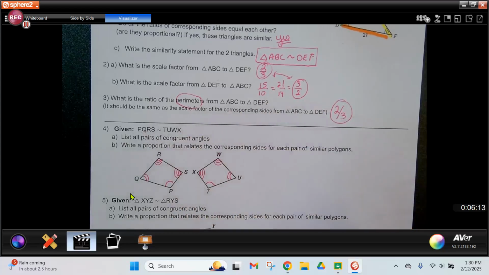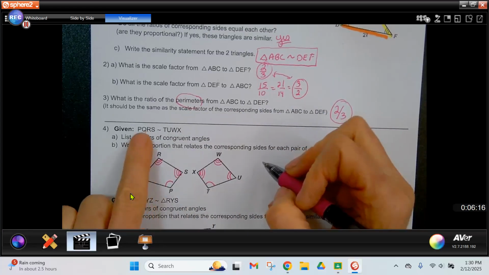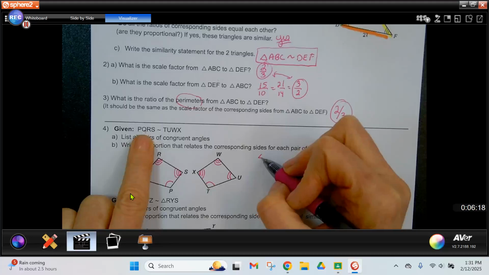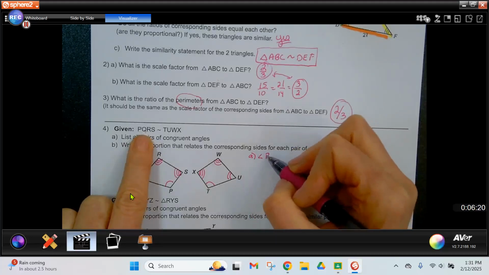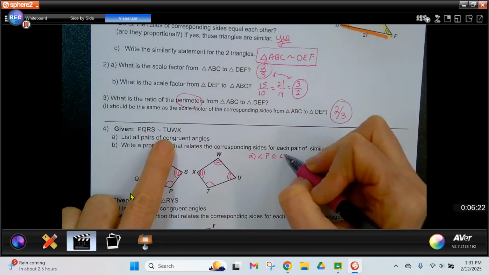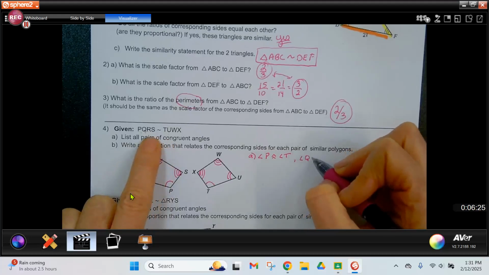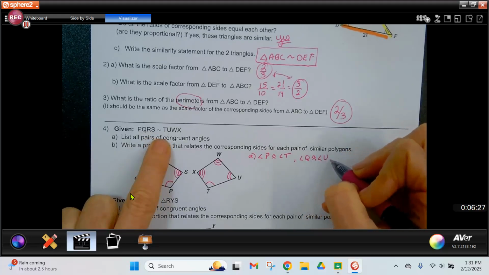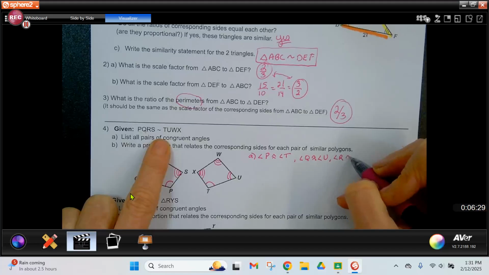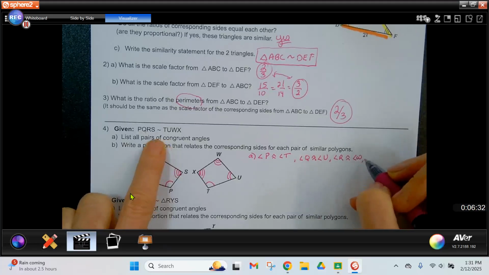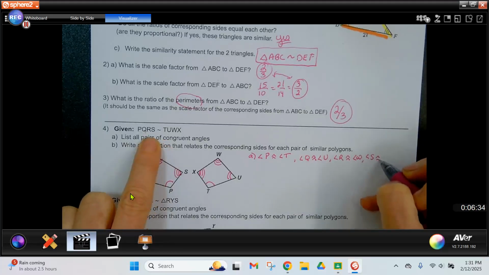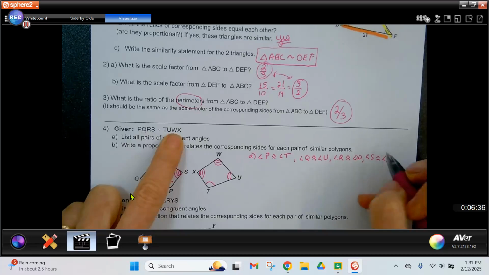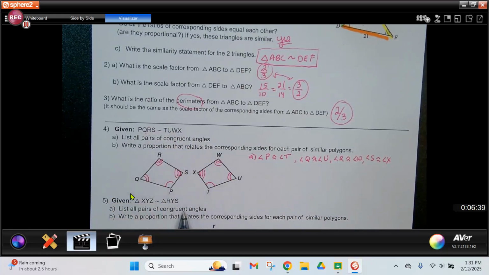All right, so we're going to list all pairs of congruent angles. Well, again, we can use the similarity statement. So that is going to be angle P is congruent to angle T. Angle Q is congruent to angle U. Angle R is congruent to angle W. And angle S is congruent to angle X. Right, they just go in order, and we marked them already. R goes with W. S goes with X. Q goes with U. P goes with T.